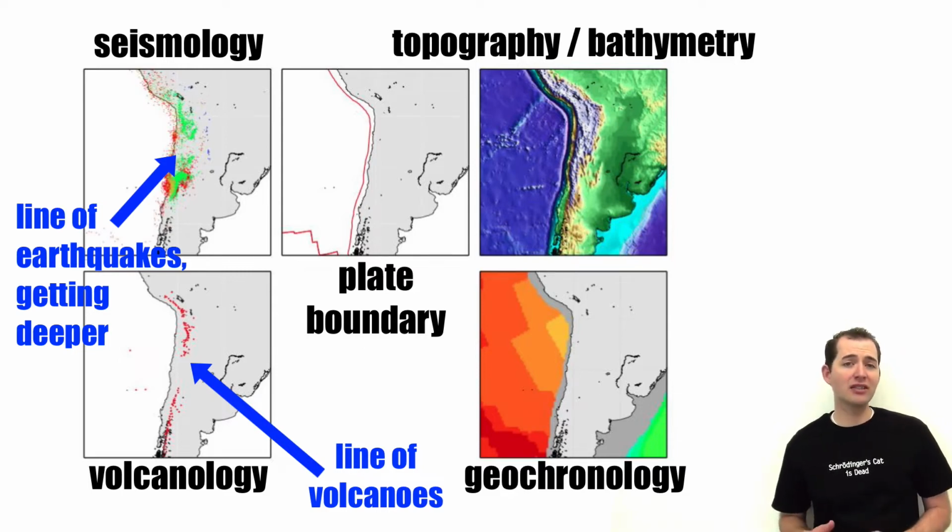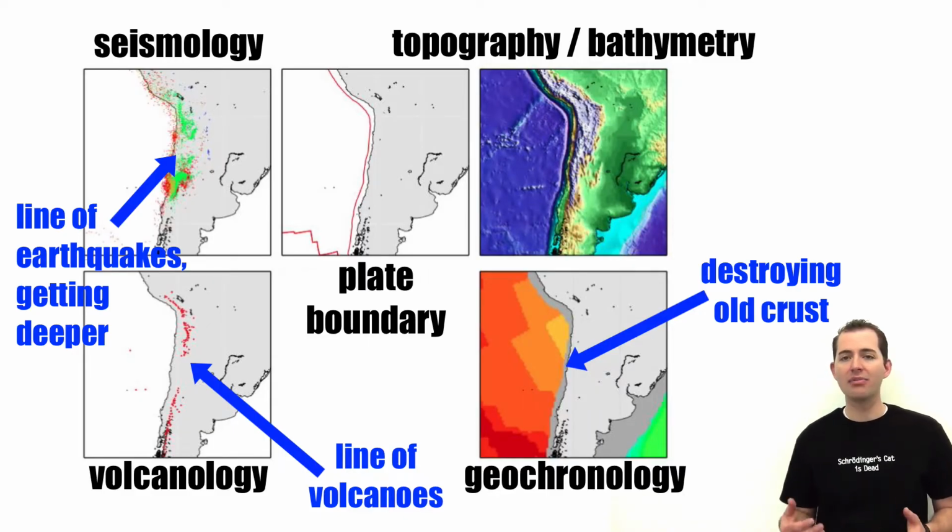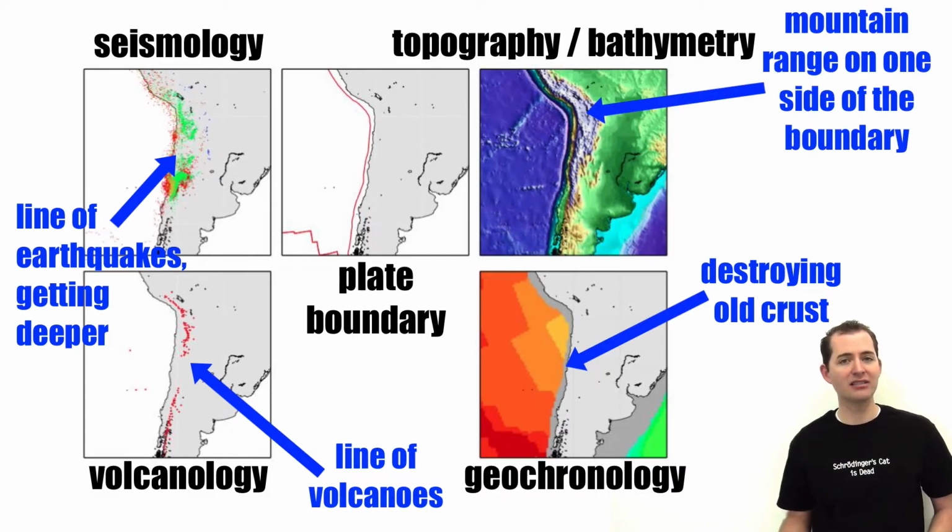Since convergent boundaries are also classified as destructive boundaries, they're known for destroying old crust, which is the opposite of divergent boundaries, which create new crust. Topography at a convergent boundary is characterized by having mountain ranges along one side of the plate boundary. These mountain ranges correspond to and are caused by the volcanoes that we discussed earlier.